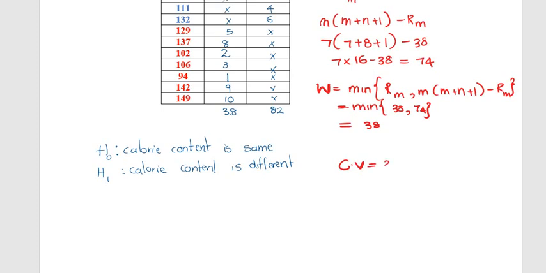So our critical value is 38, and the test statistic we calculated is also 38. Therefore we reject H naught. So according to this non-parametric test, we are going to reject H naught, which means we are going to say there is enough evidence to believe caloric content is different.